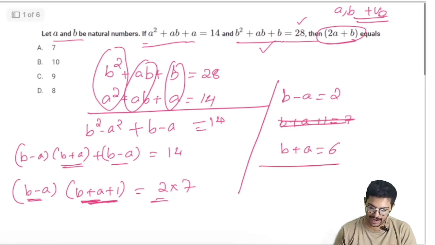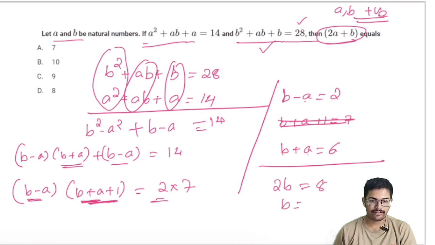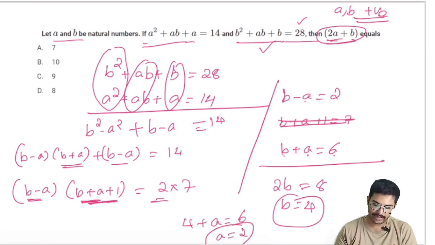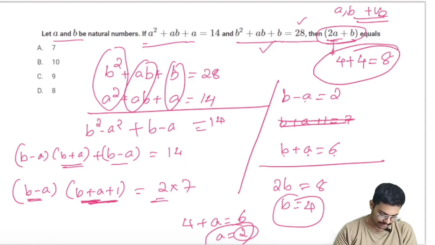Now when you add these two equations, what will you get? B plus B, 2B, minus A plus A, 0, 6 plus 2, 8, which means B equal to 8 by 2, which is equal to 4. Then B plus A equal to 6, which means 4 plus A equal to 6, which means A equal to 2. Now what is the value of 2 times A? 2 into 2 is 4, 2 times A is 4. Then what is the value of 2B? 4 times 2 is 8. So our answer will be 8. So this question is solved.